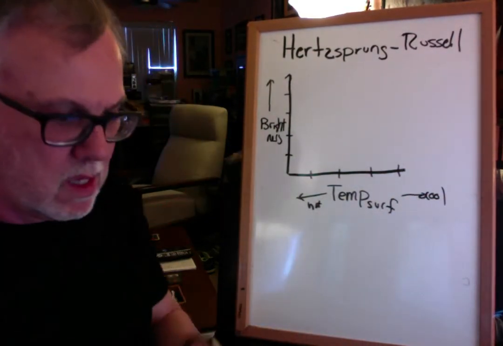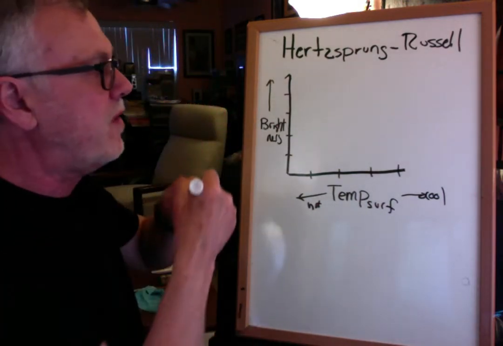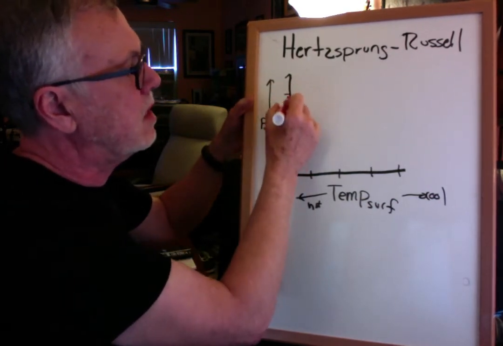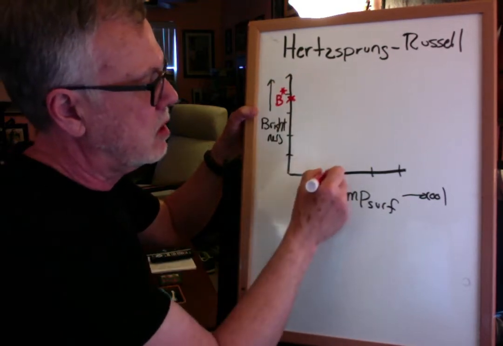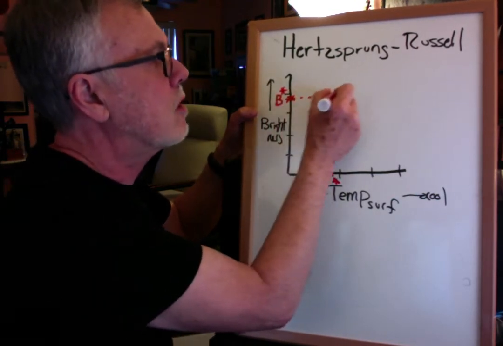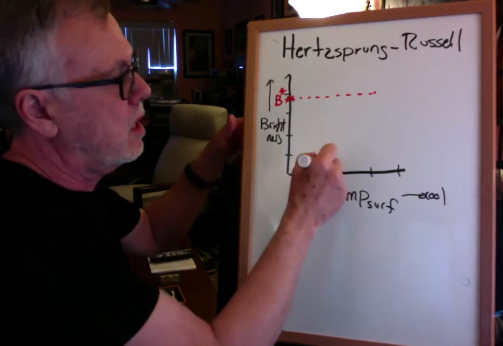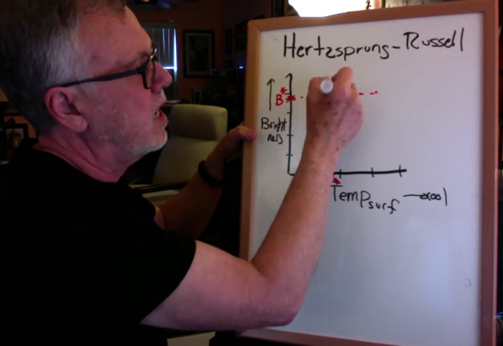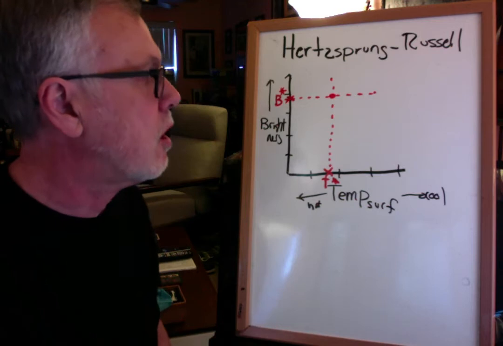And what you would do with this graph is they would look at a star and they might determine its brightness. So that's the brightness of the star. And they would determine the temperature of the star. Anywhere along that horizontal line would be the same brightness of the star. Anywhere along this vertical line would be the same temperature of the star. And where they cross, we put a data point. And then you do this for star after star after star.